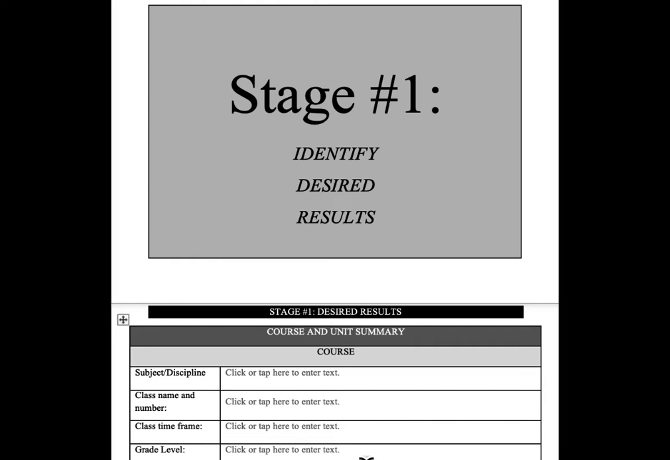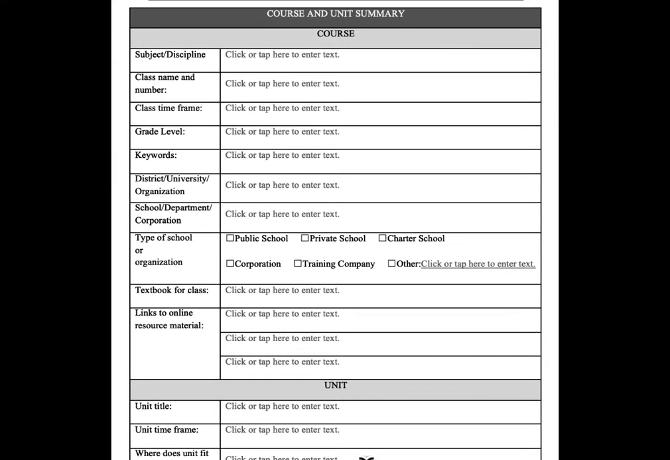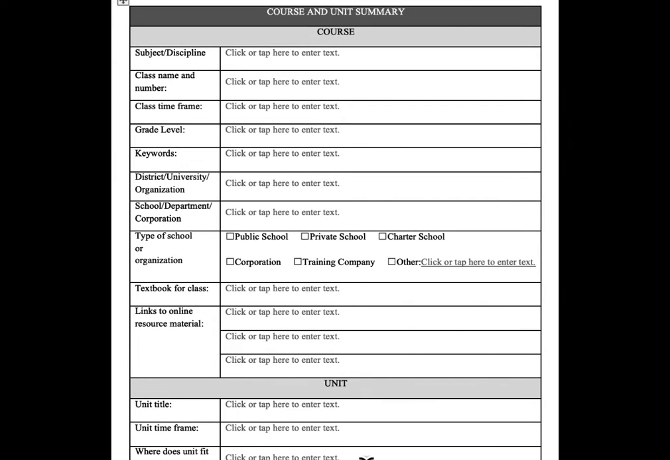UBD guides the learner through the construction of a unit in a 3-stage backward process. In this demonstration, Stage 1 of the Curriculum Planning UBD framework will be introduced and explained.